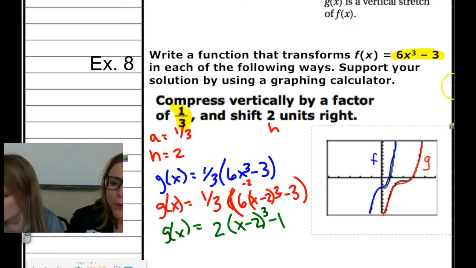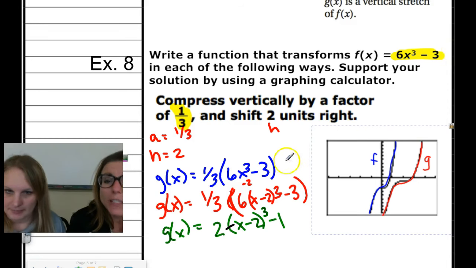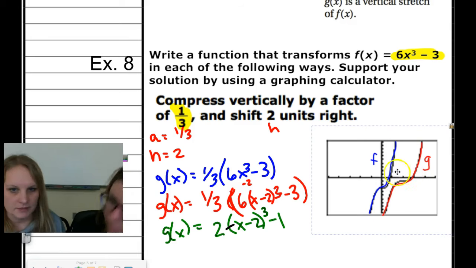So if we look over here at the function, that f of x function now was number 1 compressed, which as you can see, it's shifted up towards the x-axis. That's compressing it. And it's moved 2 units to the right. You can see that 1, 2. Perfect. And there's the graph.